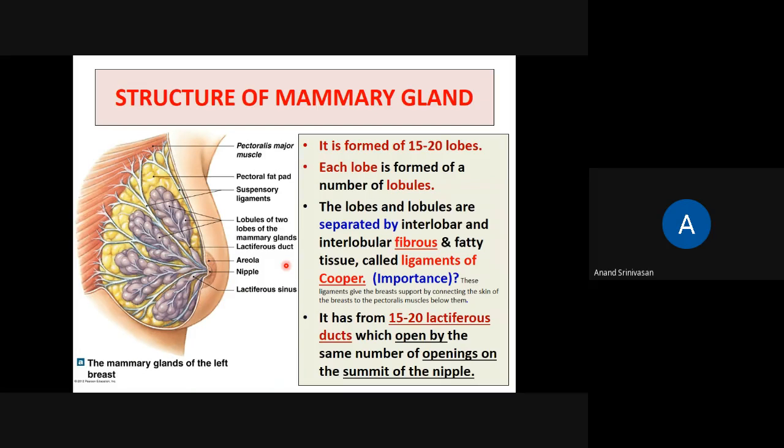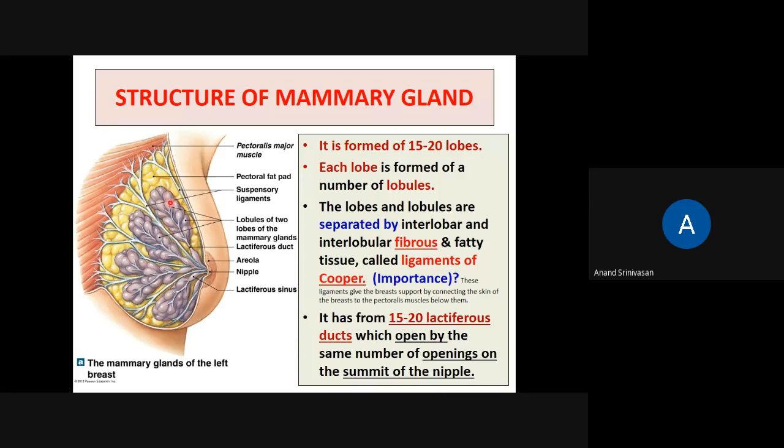In this picture, you are able to see the suspensory ligaments of Cooper, the superficial fascia fat, the lobes, and the lobules. These tiny ones are the lobules, and this entire one is a lobe. And then the lactiferous ducts, the nipple, and the areola.